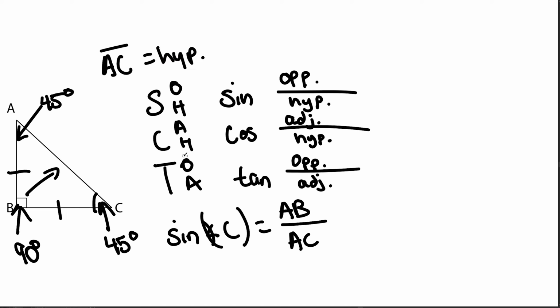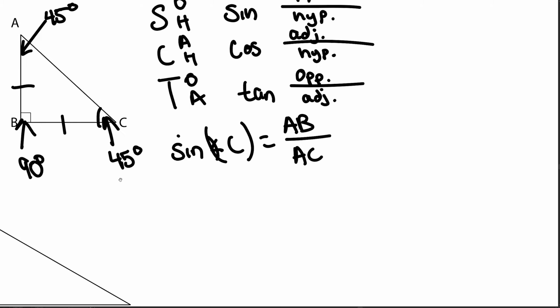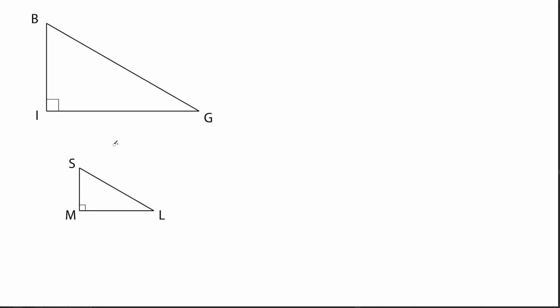And the opposite side, as I said before, really depends on which angle you're looking at. Let me just erase. If you're looking at angle C, this is going to be the opposite side. However, if you're looking at angle A, this is going to be the opposite side. In this case, it just happens to work out that these two sides are equal, but most of the time you won't see equal sides. All right, so that's pretty much basic trig. And now let's move on to something else.